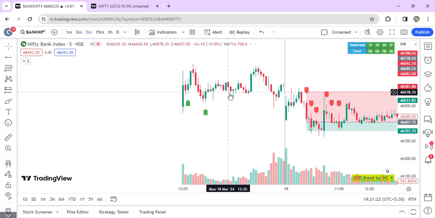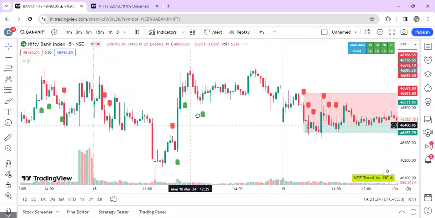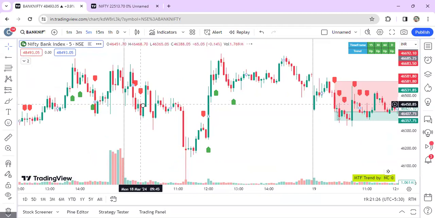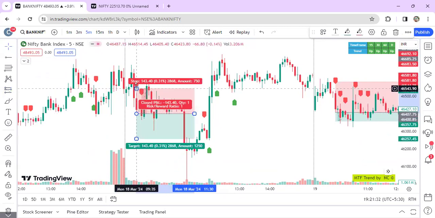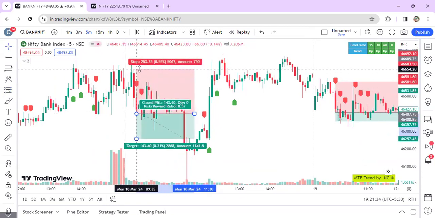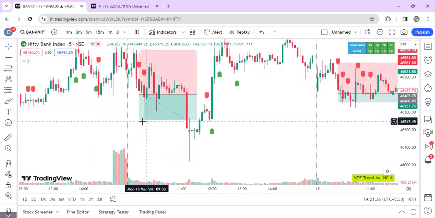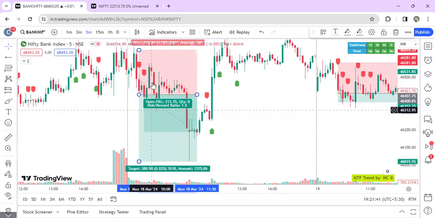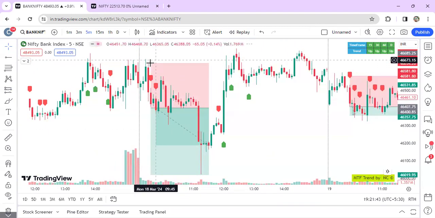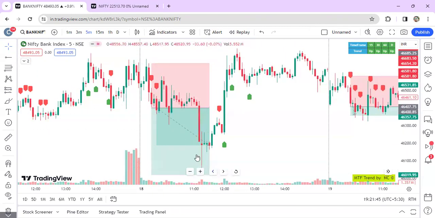Now here, see this day we have got a sell signal generated. So we'll be entering below this candle and our SL will be here. See over here, our target is 380 points. Our SL is big, 250 points, but our target is also 1:1.5.